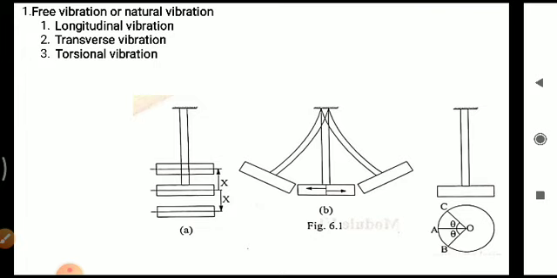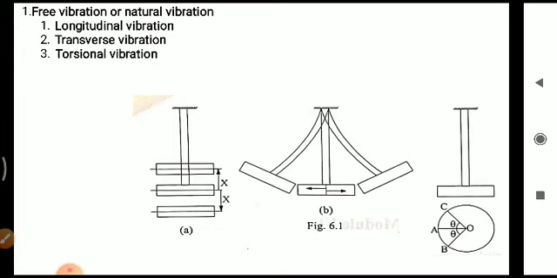In the second figure, again the disc is given a displacement towards the left or right direction, and again the disc will try to come to its equilibrium position. It cannot stop at its equilibrium position due to the moment of inertia, and it will continue its motion for some time, and then it will come back to the equilibrium position. That is a transverse vibration.